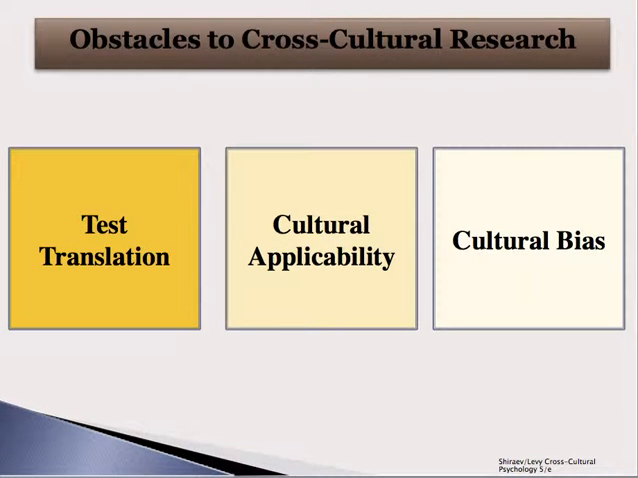So there are a number of obstacles to cross-cultural research. I'm going to talk a little bit about test translation, cultural applicability, and cultural bias. So test translation, for example, if you're bilingual, you'll have to translate phrases like sexual harassment from English to another language, but then back again to English for analysis. And because of this, there can be just a substantial amount of information that's not only lost, but also confusion amongst participants as well as the researchers involved in the study.